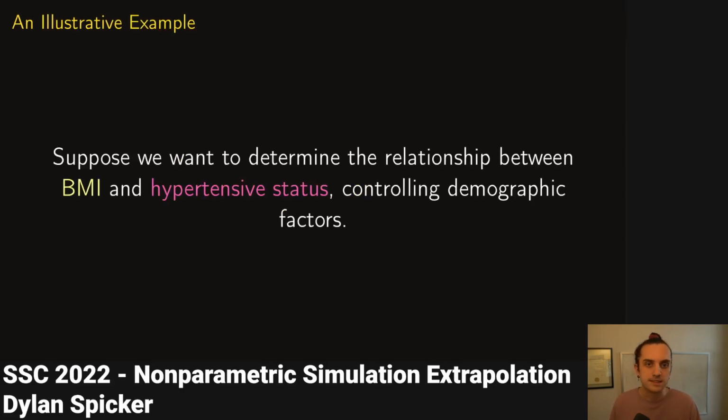In order to motivate these discussions, I want to consider a fairly simple statistical modeling setup. So suppose that we wish to assess what the impact of BMI is on the likelihood that an individual has hypertension. This example is motivated by an analysis of the Korean longitudinal study of aging, which is a study of individuals aged 45 and older in Korea, and it seeks to investigate patterns related to the determinants of health throughout aging.